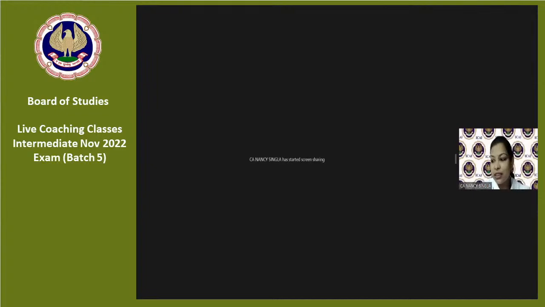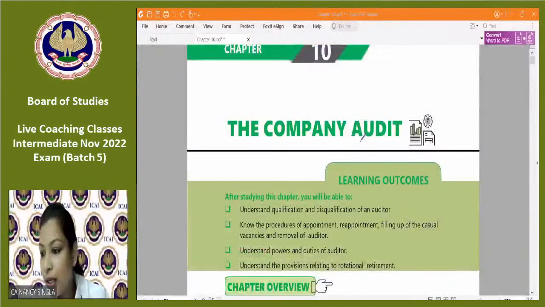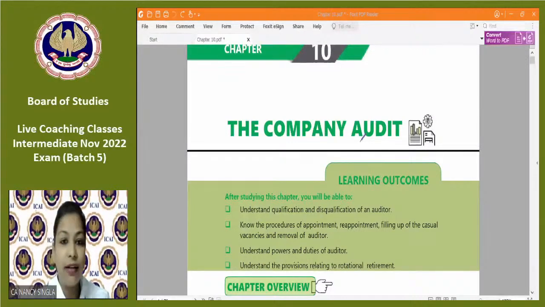So the chapter is company audit. Meghna, I am also fine. And students are saying that everything is clear and they have started understanding and learning the auditing and assurance subject, which is very good, students.